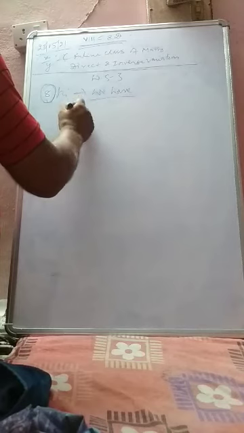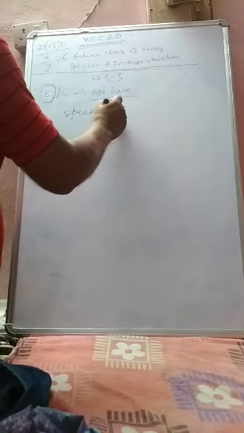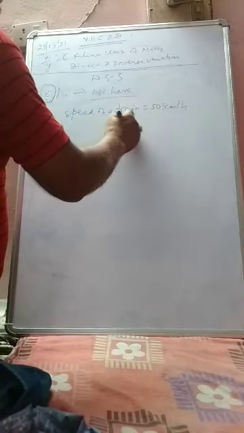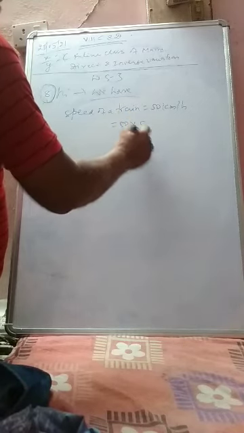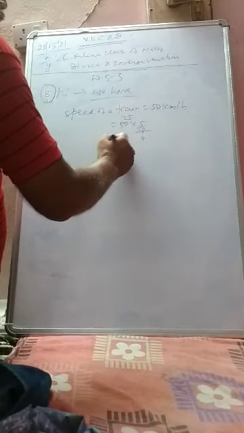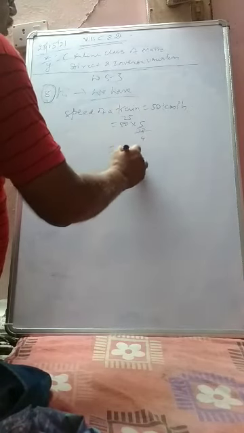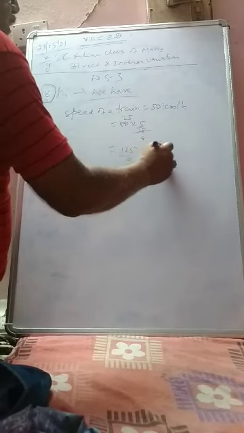Question number 8. How long will a train 120 meter long take to clear a platform 130 meter long if its speed is 50 km per hour? The speed of a train, km per hour, 50 into 5 by 18, 9, 25, 125 by 9 meter per second.